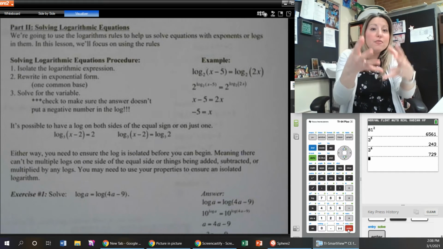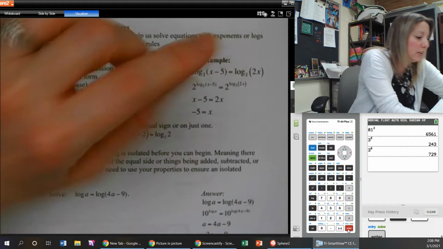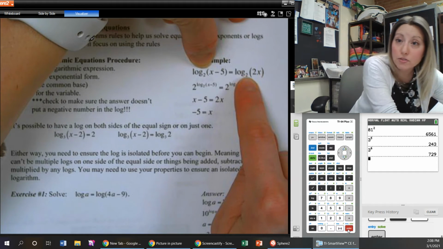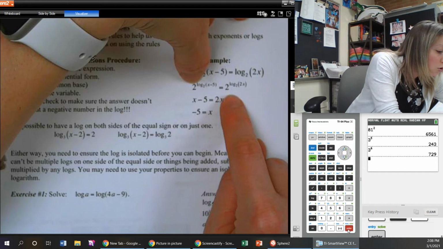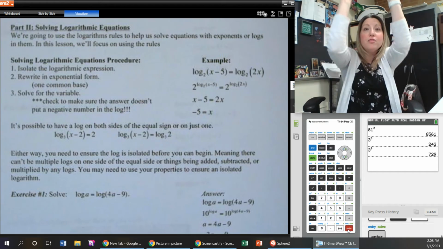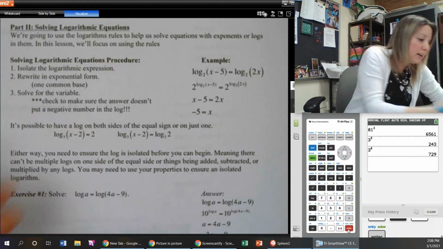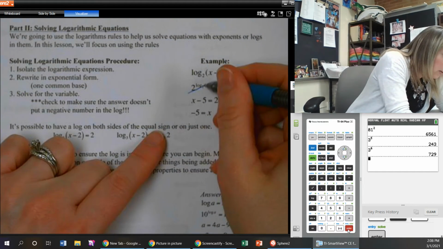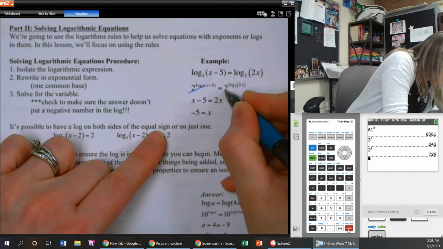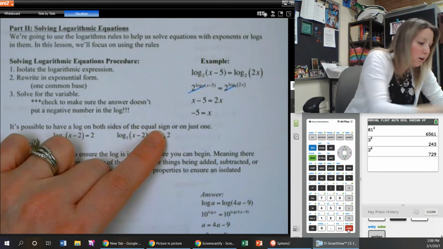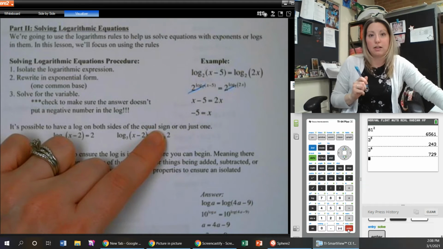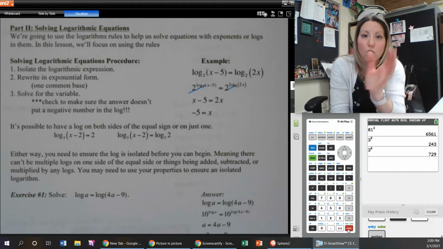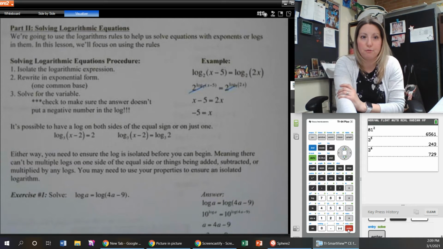Okay, so in this example right here, both of these logs have a base of 2. So they have the same base. So I pick 2 as the base and put those things in the exponent. Now what happens is 2 raised to the log base 2 cancels out, and just this x minus 5 comes down. 2 raised to the log base 2 cancels out. Just this 2x comes down to the next line. Now get all the x's together on one side of the equal sign, and you know what x equals. X equals negative 5. Okay.